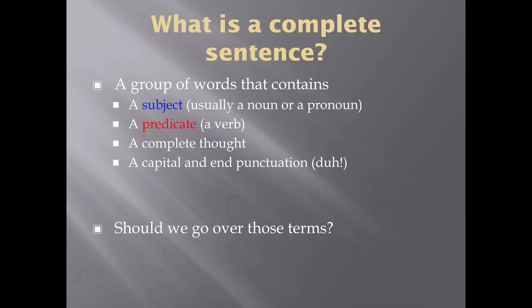So what is a complete sentence? Well, a complete sentence is a group of words that contains a subject, which is usually a noun or a pronoun, a predicate, which is always played by a verb, a complete thought, and capital and end punctuation. Now we're going to go over these terms, and I just want to tell you guys visually that every time we talk about a subject in a sentence, it's going to be highlighted in blue, and every time we talk about a predicate in a sentence, it's going to be highlighted in red.